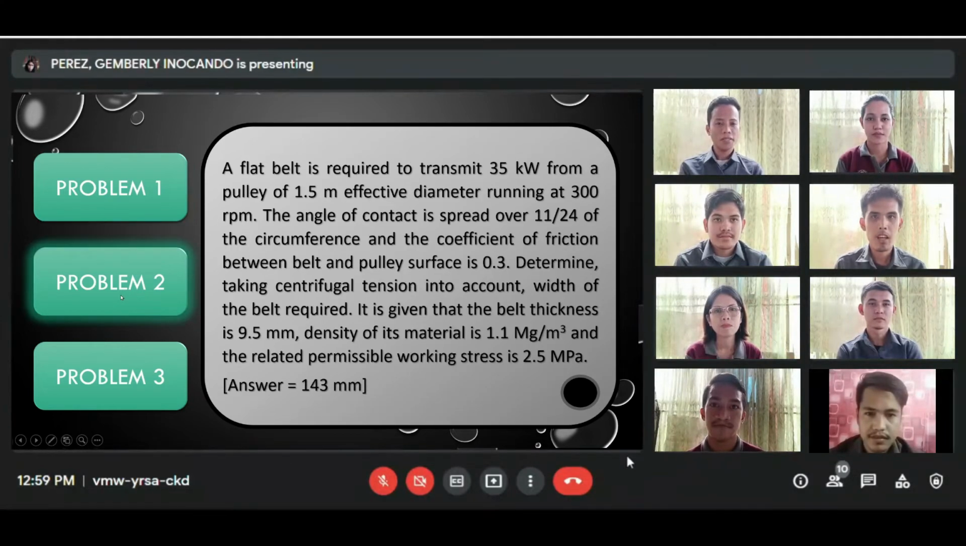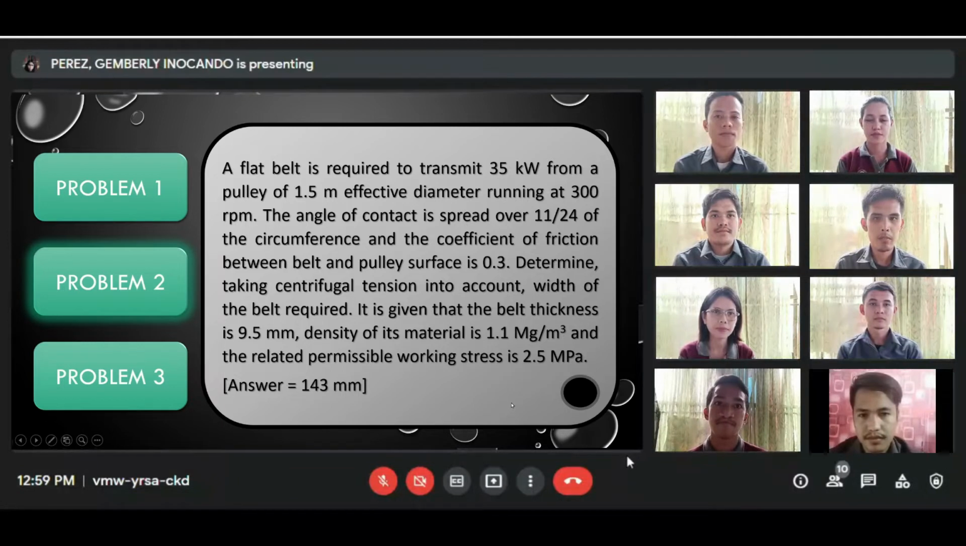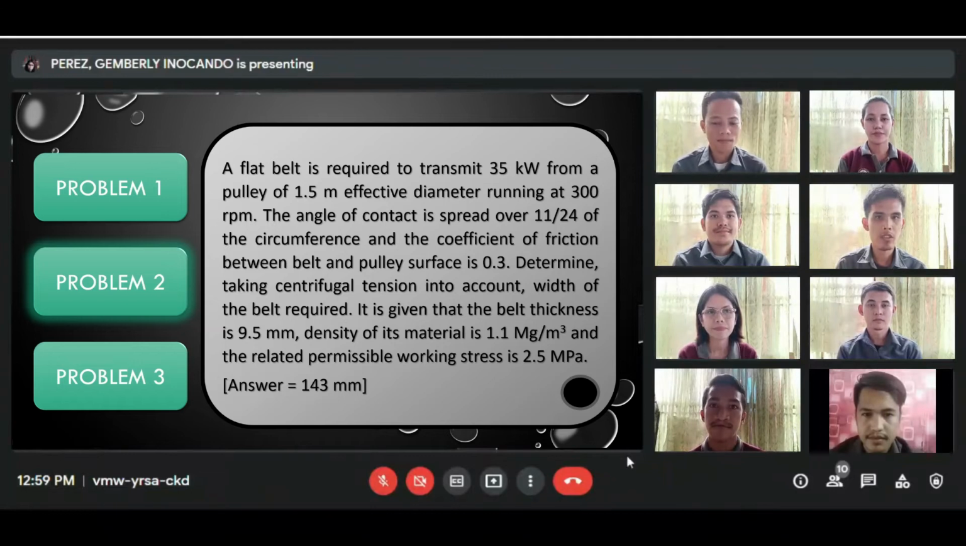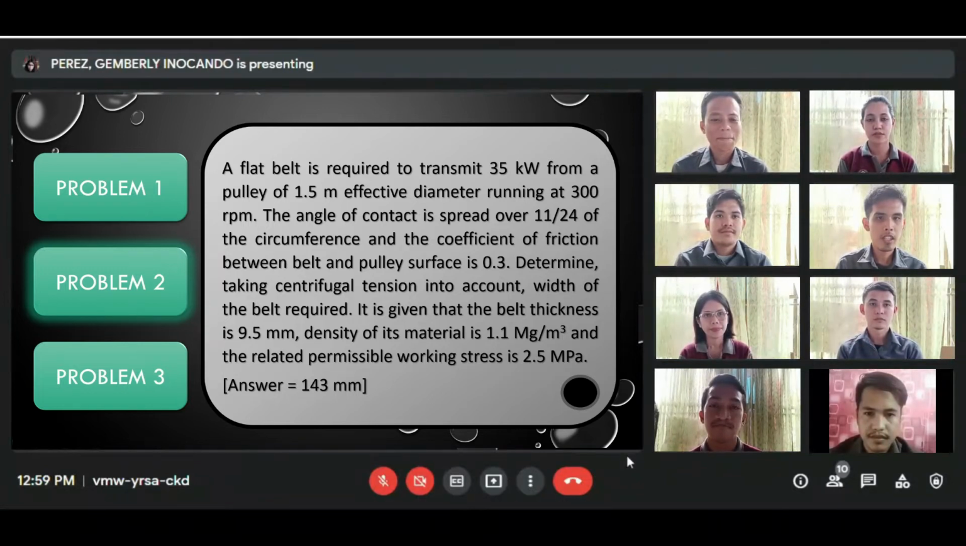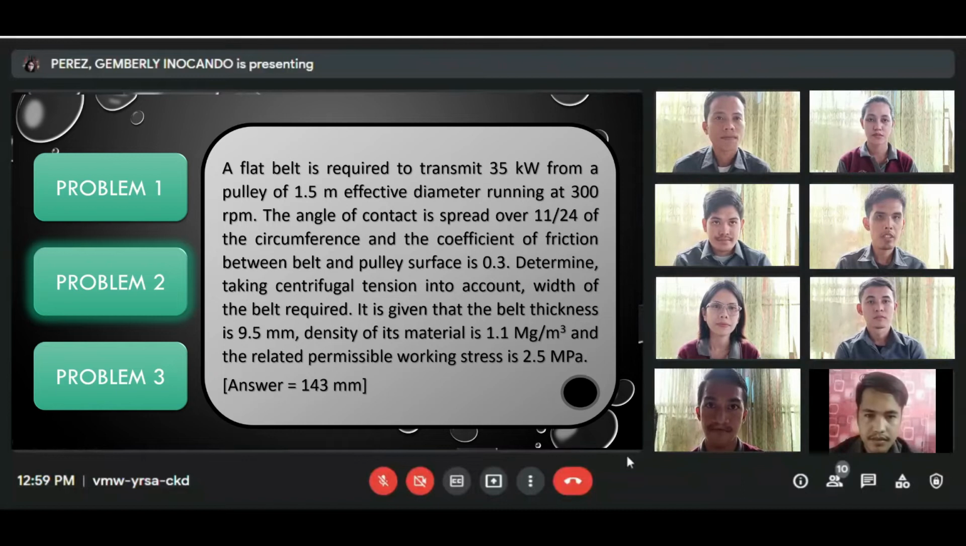Problem number 2. A flat belt is required to transmit 35 kilowatts from a pulley of 1.5 m effective diameter running at 300 r.p.m. The angle of contact is 11/24 of the circumference and the coefficient of friction between belt and pulley surface is 0.3. Determine, taking centrifugal tension into account, the width of the belt required.